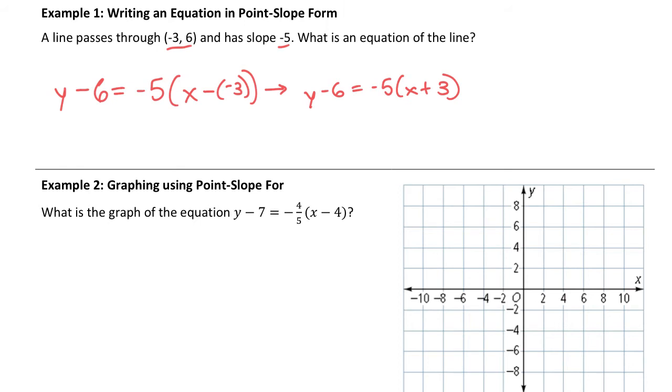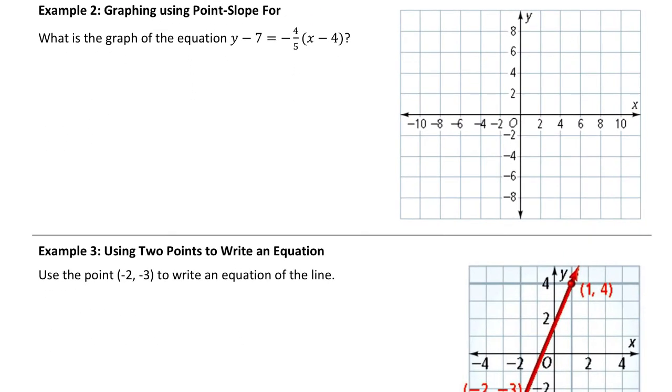Since it's y minus the y value, x minus the x value, that's why I write y minus 6 and x plus 3. As far as graphing point-slope form, the graph of this equation, well, the point is the point 4, 7. And the slope is -4/5. So this will be a little goofy to graph because our graph goes up by 2's, but we can still do it. So the point 4, 7.